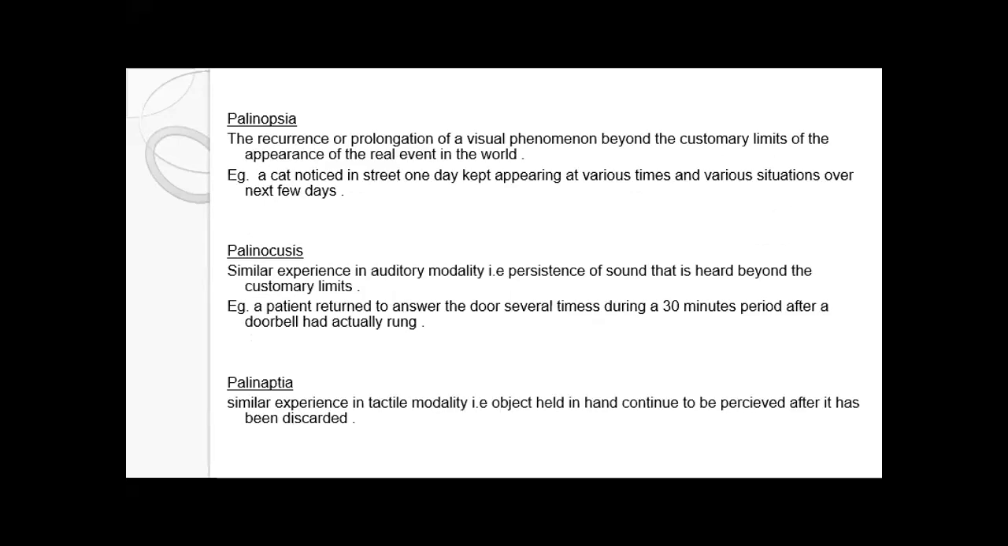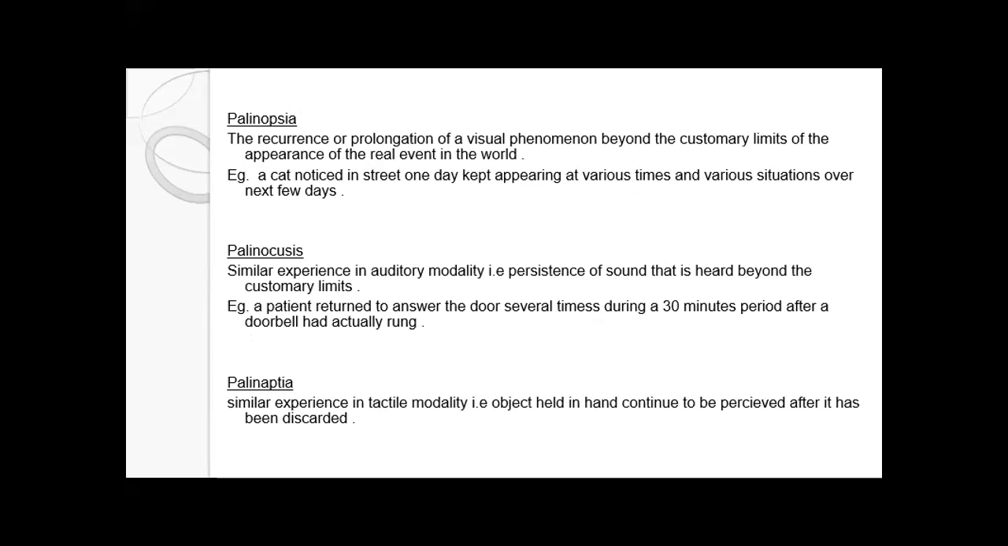Then there are three terms: palinopsia, palinociosis, and palineptia. Palinopsia is prolongation of a visual phenomenon beyond the customary limits of appearance of the real event in the world. Example, a cat noticed in the street one day kept appearing at various times and in various situations over the next few days.